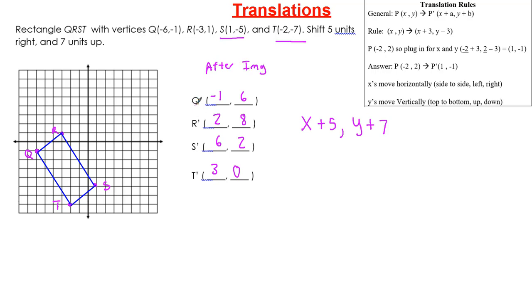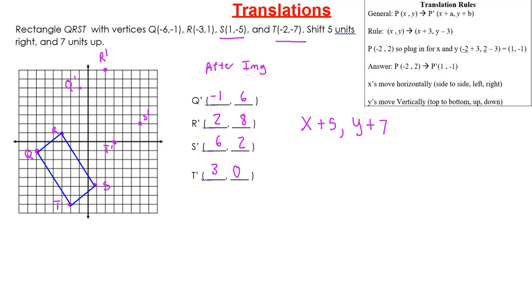Alright, so Q prime is -1, 6. So -1, and then up 1, 2, 3, 4, 5, 6. So this right here is going to be Q prime. Then 2, 8, this is going to be R prime. And then we got 6, 2, this is S prime. And then 3, 0. This is going to be T prime.